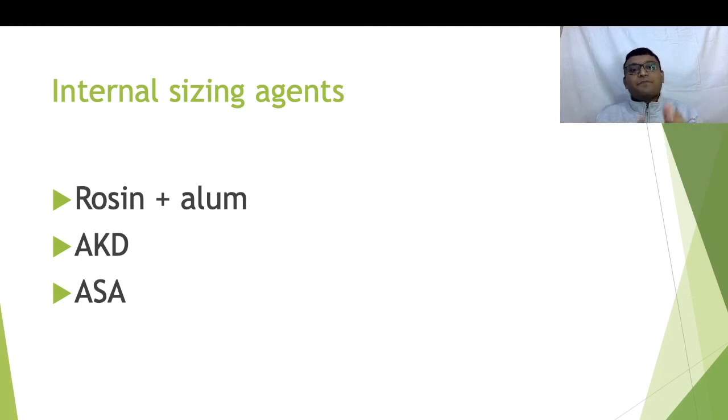And why do we call it internal sizing? It is added at the pulp stage before the paper is made, in the wet section, the pre-drying section. So that is why it is called internal sizing, because it is added in the wet section, number one. Number two, it acts on the individual fibers, at the individual fiber level. Fibers are formed into a sheet of paper, so it is basically covering the internal fibers. And that is why it is called the internal sizing agent.